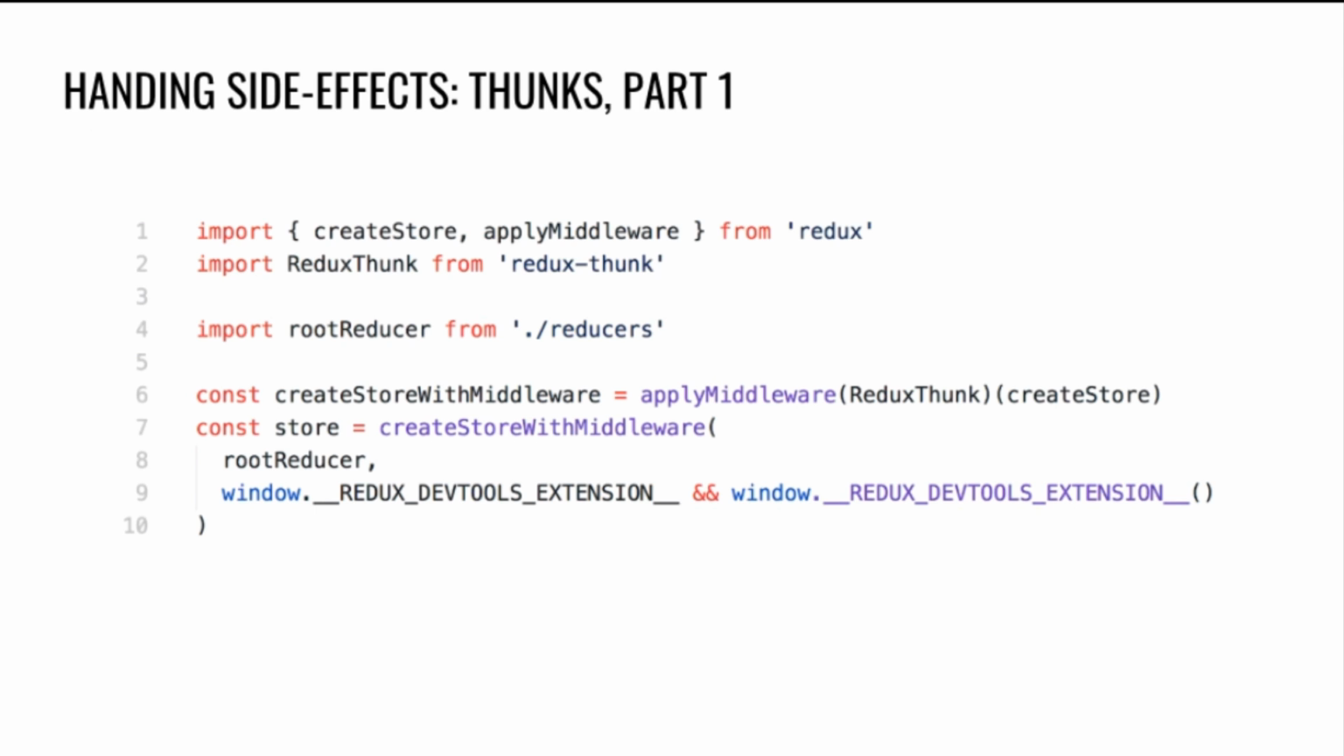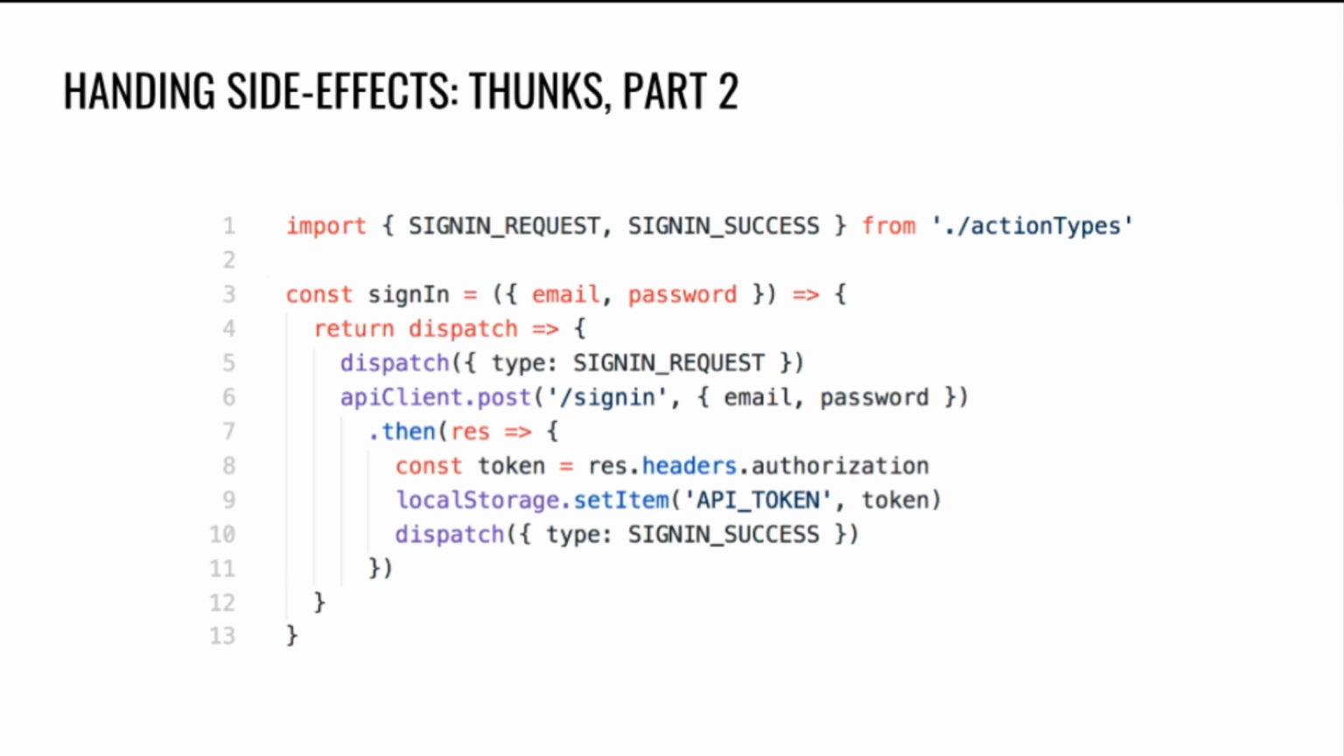And now that we've configured it, we can create a thunk. A thunk is basically a function that returns another function that has access to dispatch. So it can make asynchronous calls, read data or write data to local storage, and when it's done, it dispatches an action, which goes to the reducer, which triggers the state update. And that's pretty nice and kind of easy to understand. Probably the only issue I have here is that the action and the thunk are disjointed from the reducer, so it's not very obvious, for example, what's happening when we call dispatch here or dispatch here.